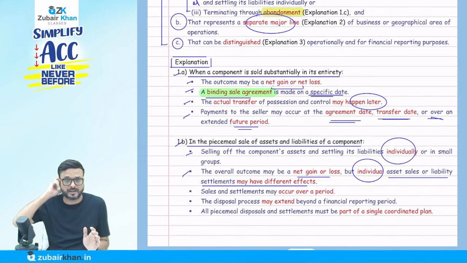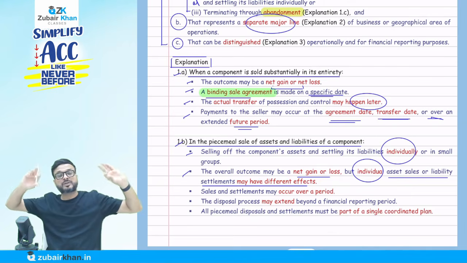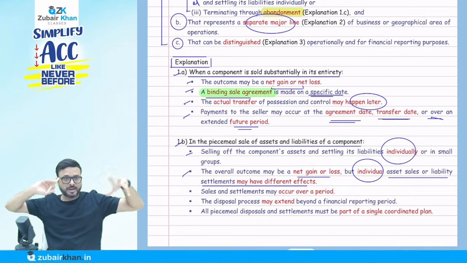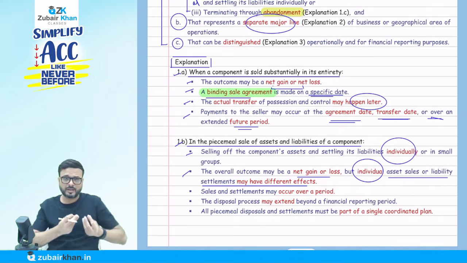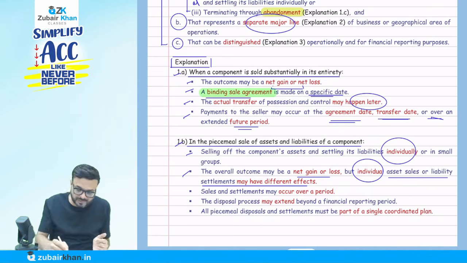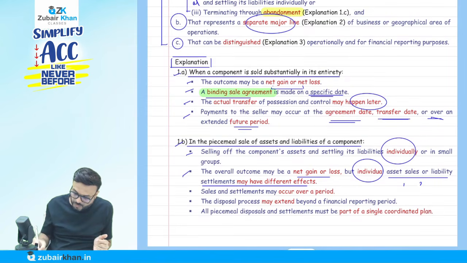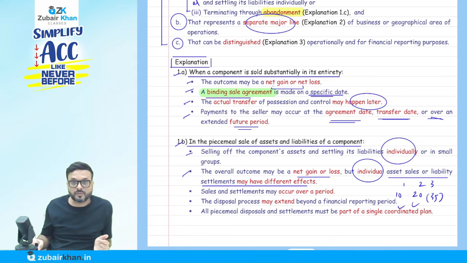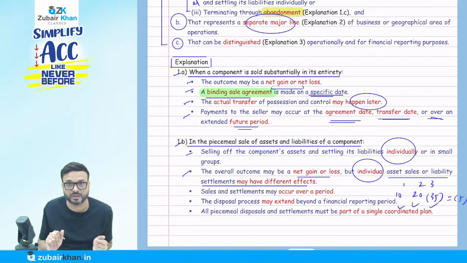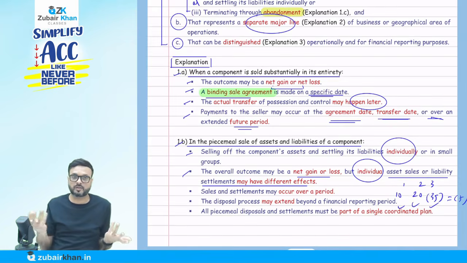What they are saying to you is that, overall, when you sell all the assets and settle all the liabilities, it might be a profit or loss. Correct. But when you talk about individually, suppose I have 3 assets, asset 1, 2, 3. I sell one at a profit of 10. I sell another at a profit of 20. I sell the third at a loss of, let's say, 35. So individually two are at profit, one at loss. Overall we see I am at a loss of 5. This is what they are saying here. So individually it might be different. Overall obviously it might be different.